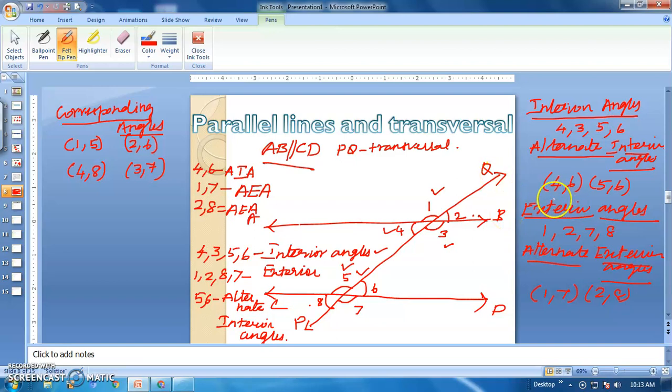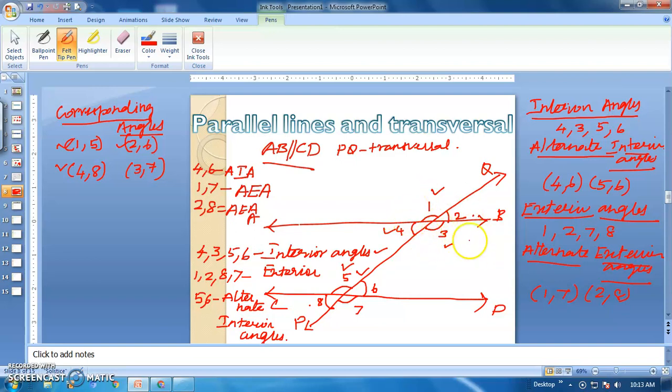Here check whether one more is there. That's it. So these 4 pairs, that is 1, 5 and 2, 6, are called corresponding angles because they lie above the lines AB and CD and on the same side of the transversal. And 4, 8 and 3, 7 are corresponding angles because they lie below the line AB and below the line CD, at the same time on one side of the transversal, either left-hand side or right-hand side. So these are called corresponding angles.